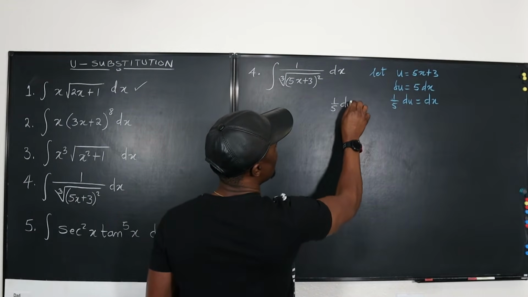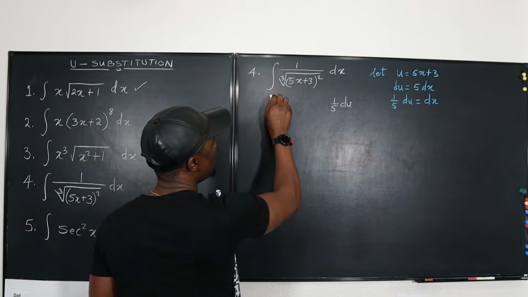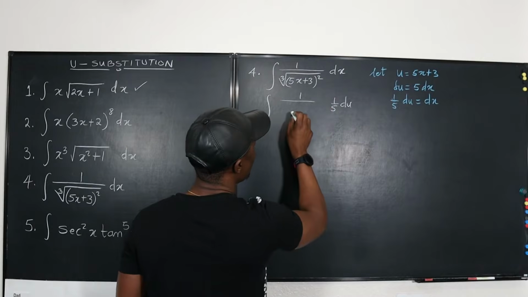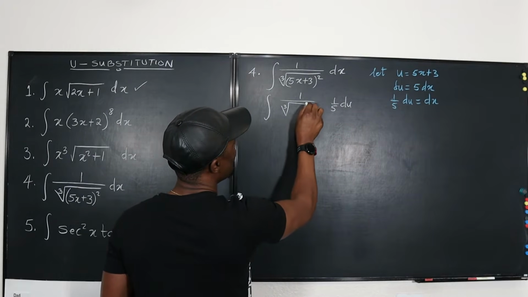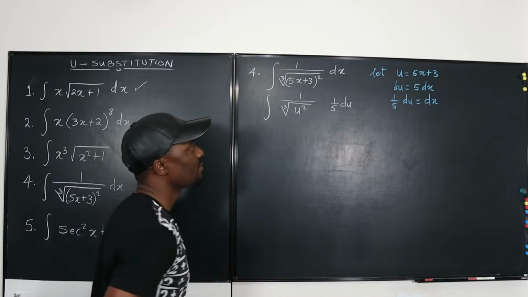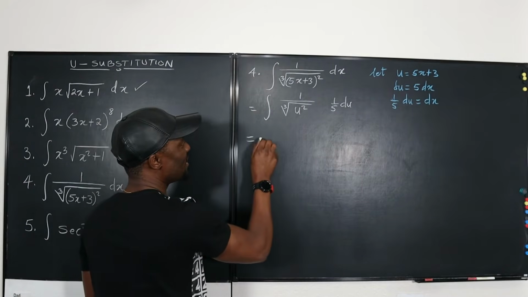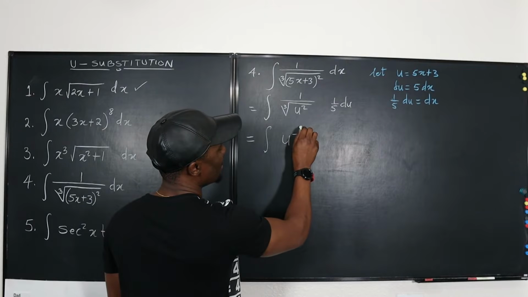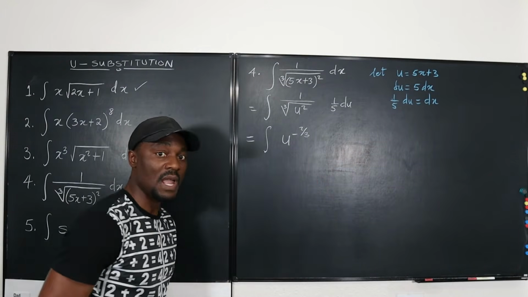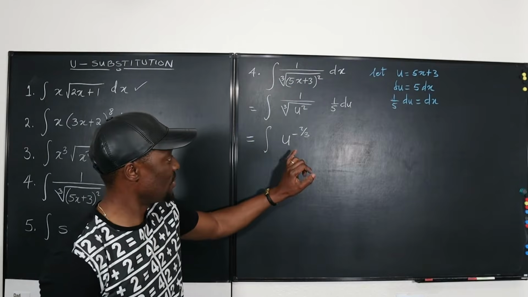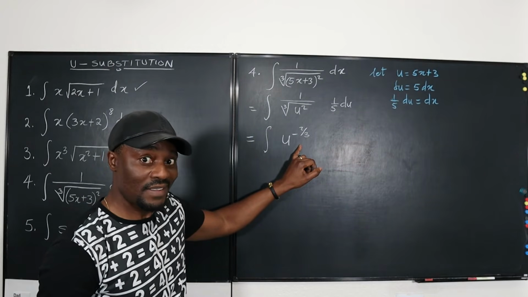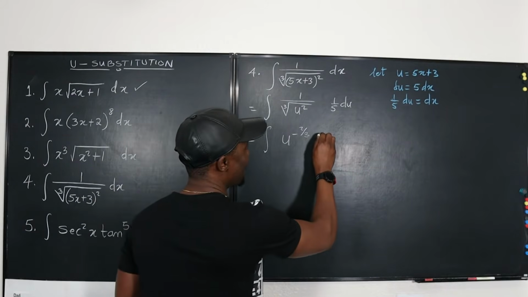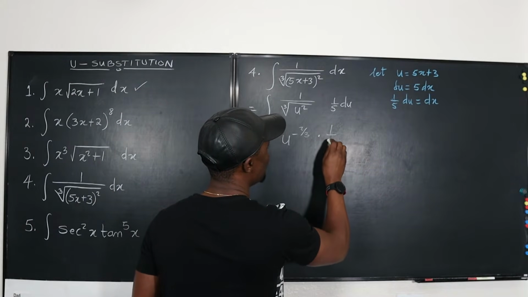1/5 du. And we're going to rewrite this as 1 over cube root of u squared. Okay? Which is the same thing as the integral of u to the negative 2/3. Now, if you cannot change this to look like this, you shouldn't be doing integration. Okay, I just said that, but I'm serious about it. Okay, and what you have is 1/5 du.